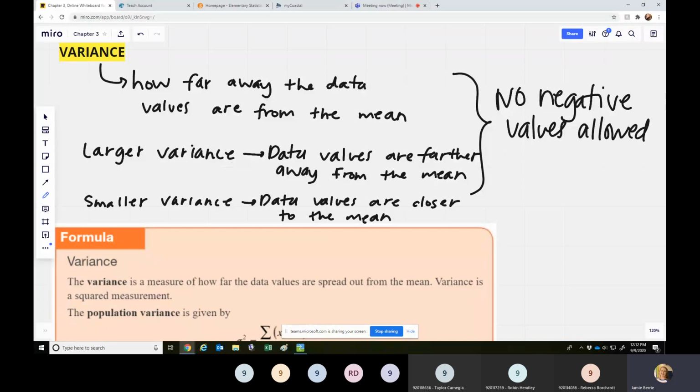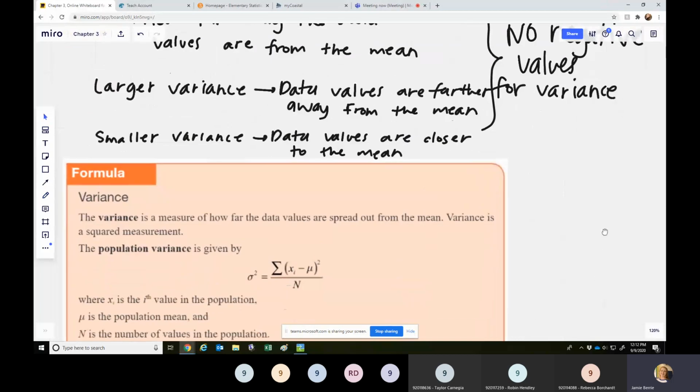Well, I shouldn't say that, because we're going to see some examples where some of our data sets are going to have negative numbers. So it's okay to have negative numbers in your data set. You just can't have negative values for the variance. You can't get your answer for the variance and it be a negative number. That would mean you did something wrong there. And I'm going to show you in just a second why you couldn't possibly get a negative value.